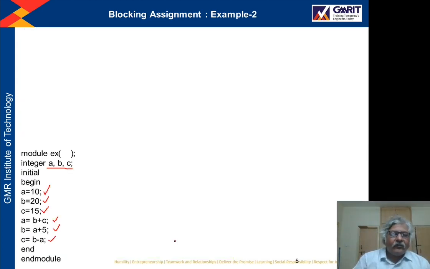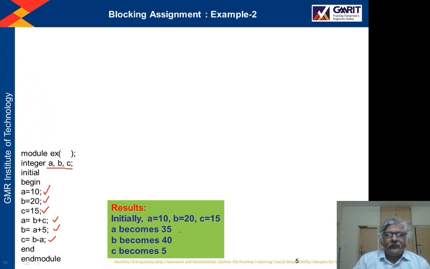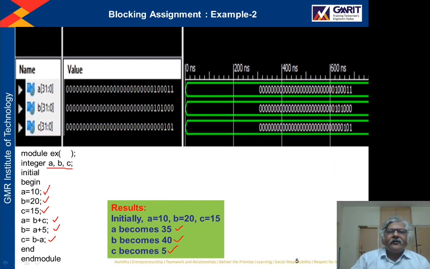Everything is same in this code. Only thing is here the last statement is B minus C. So with this you will get this result, right? A will remain 35, B will remain 40, and now C will be plus 5. So if you see the result here, this is same 35, this is A, right? This is B, 40, and in the last C, this is the value of C.